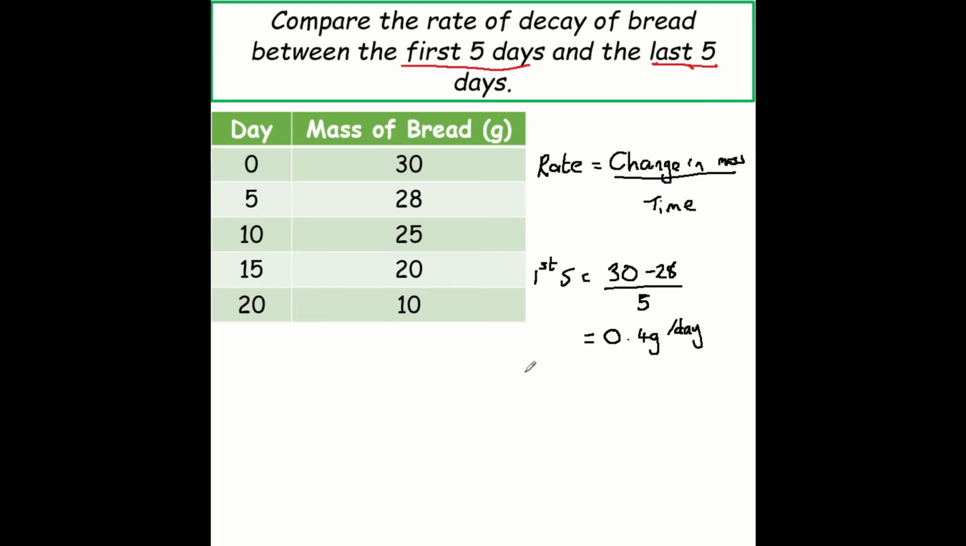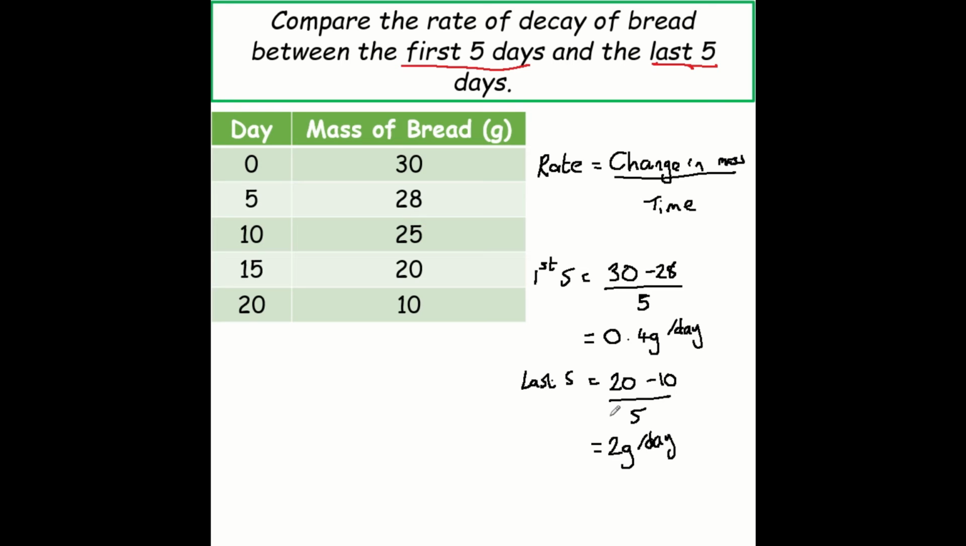Then we do the same thing, but this time for the last 5. So if we have a little look between the last 5, it's here. So it's 20 minus 10 to get our change in mass. Again, divided by 5. Hopefully we know that 20 minus 10 is 10. Divide that by 5 gives us 2 grams per day.